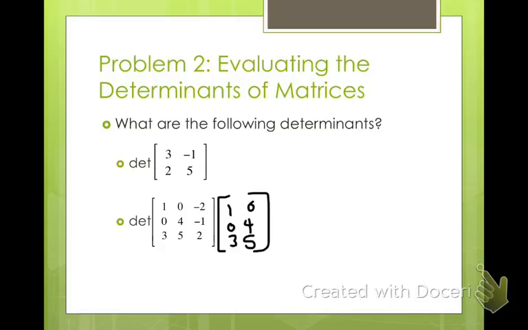And then we're going to take and draw lines. This one, 1 times 4 times 2 is 8, plus 0 times anything is 0. And then we have 2 times 0 times 5, which is 0. And then we're going to subtract in parentheses. So we're subtracting all of these.